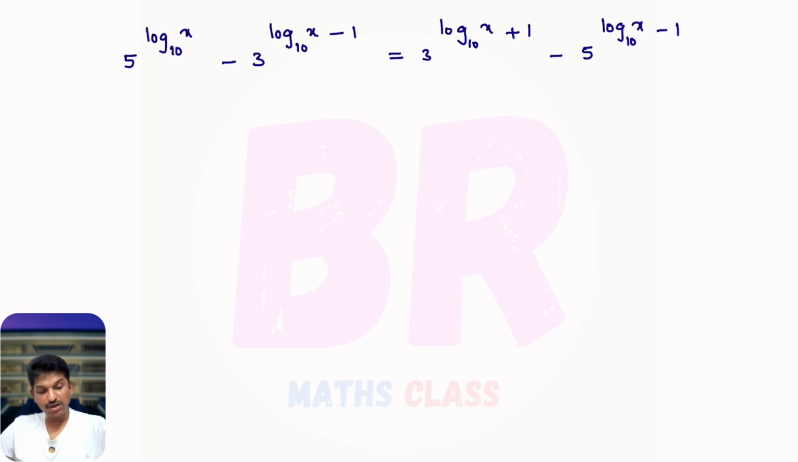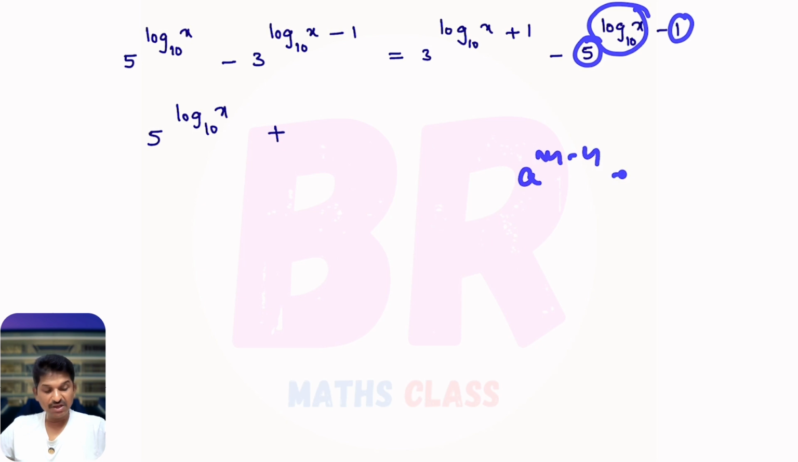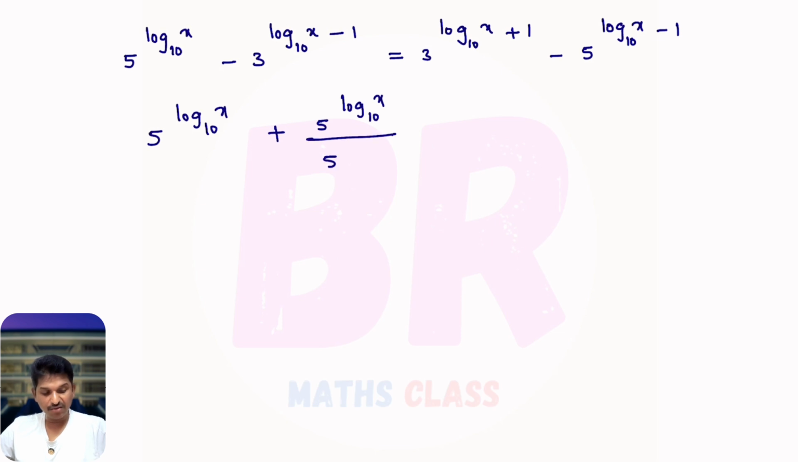So what I'll do here, 5 power is there, no? All 5 powers I'll write at one side, all 3 powers I'll write at one side. 5 power log x base 10, and you bring this to this side, this minus sign will become plus, and this is like a power m minus n. A power m minus n is what? A power m divided by a power n. So this can be written as 5 power log x base 10 divided by 5 power 1.